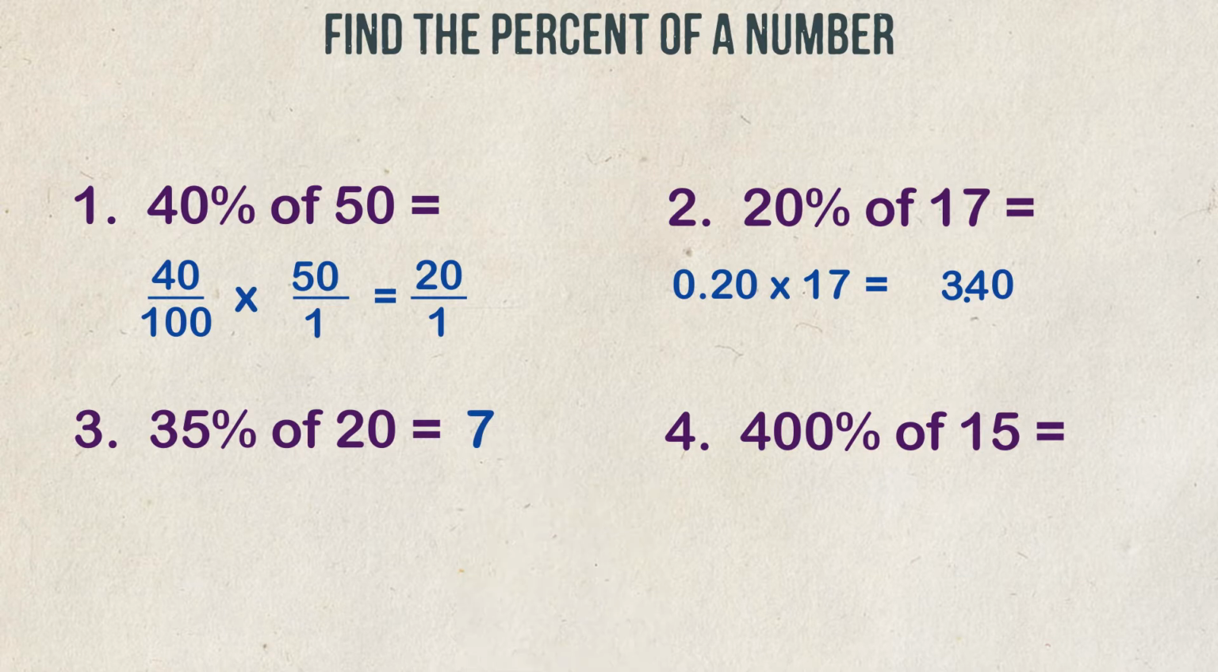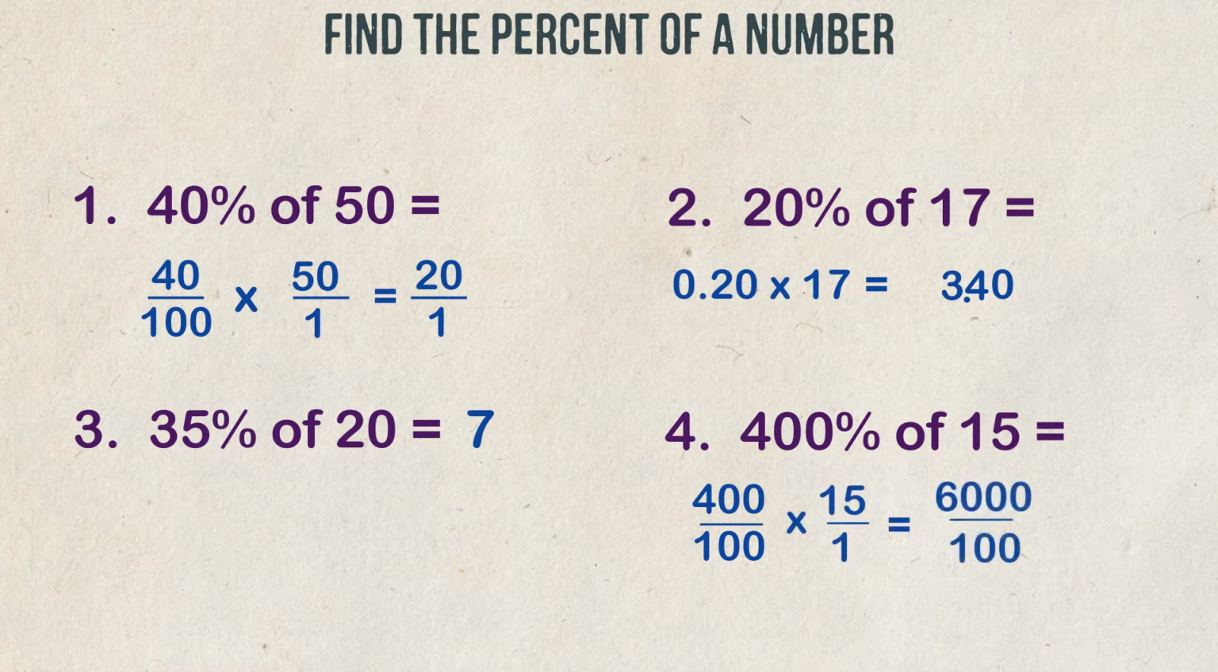Last example. Let's go back to the fractional method again, but this time, let's look at something when it's more than 100%. Yes, it's possible to have more than 100% of something. Find 400% of 15. Let's set our percent amount to be over 100. So 400 over 100 is going to be multiplied by 15 over 1. 400 times 15 is 6,000, and 100 times 1 is 100. We can cancel out some zeros here, and we get a final answer of 60.